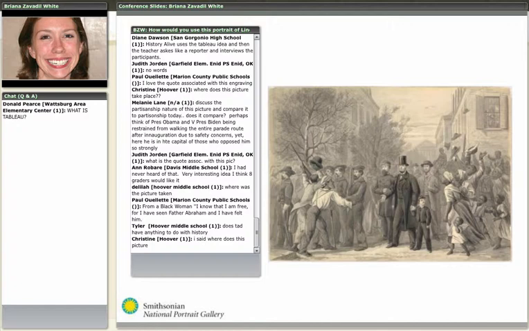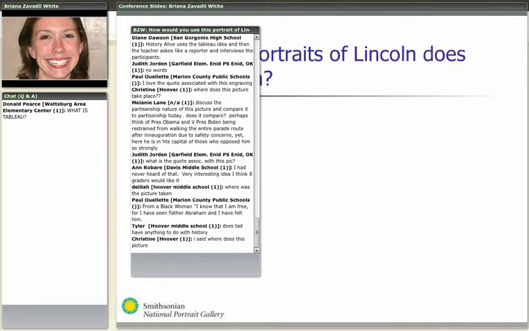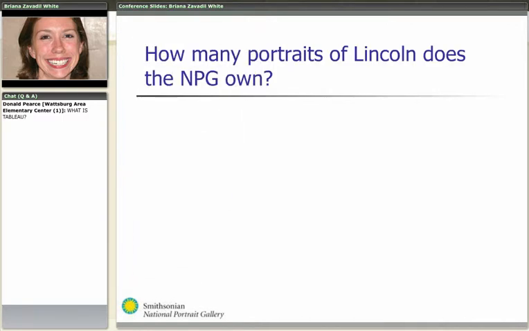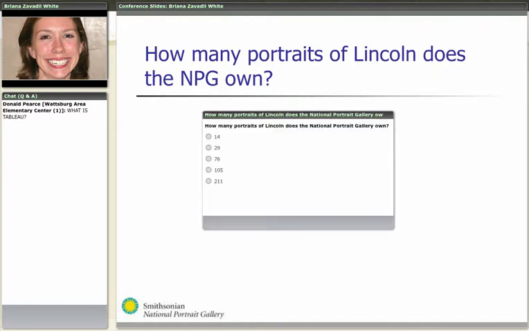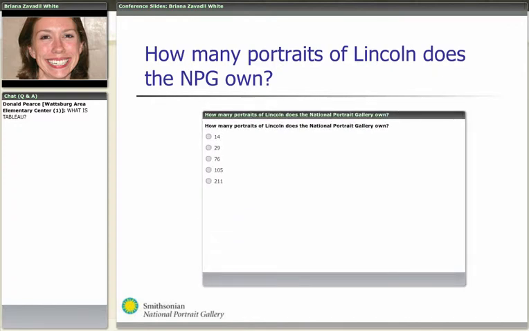Great. All right. I'm going to go ahead and take us to this question, which is totally different. But somebody asked this question during David's presentation, and now is the chance to find out the answer. So it's for all of you to decide: how many portraits of Lincoln does the National Portrait Gallery own? Again, consider that David said that we have a fantastic collection of Lincoln, and consider that our mission is to tell the story of America through the people who have shaped it.